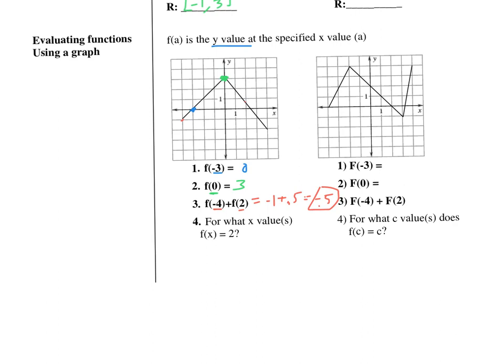All right, number 4, I did mix it up a little bit here because now you see that the 2 is not inside. So now that 2 is referring to a y value. And so where do we have a y value of 2? Well, if I draw a line there at the y value of 2, I actually see it would hit twice, right there and right there. So I'd say that x could equal -1 or 1.